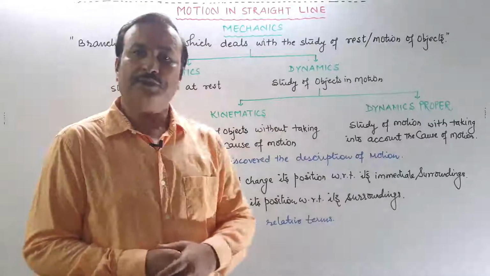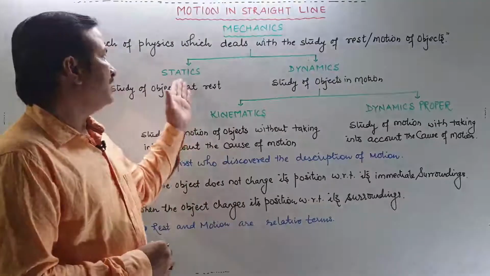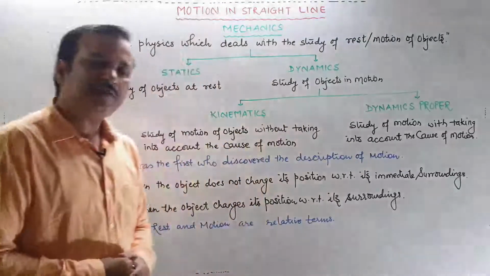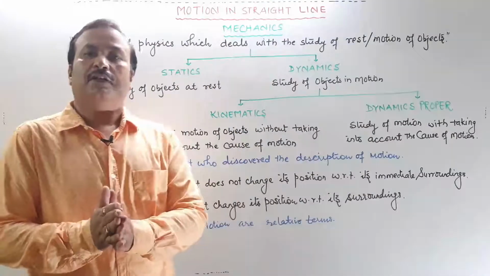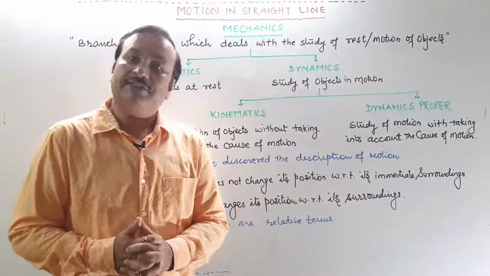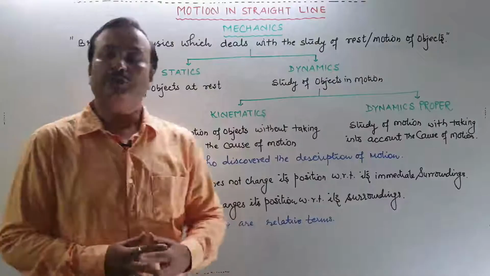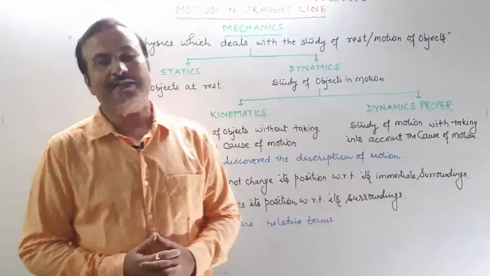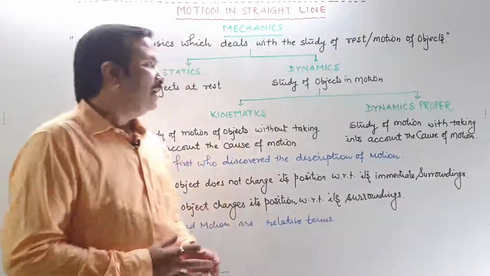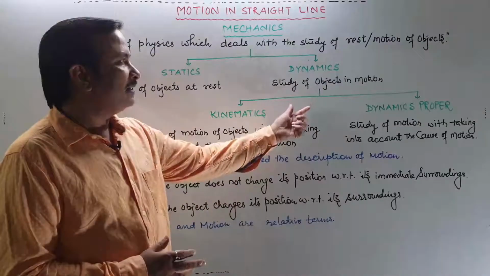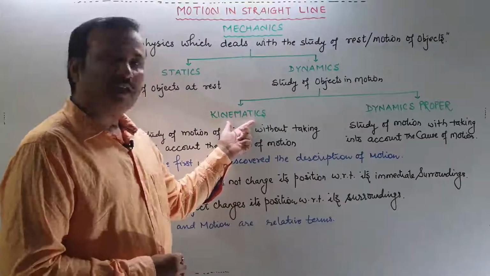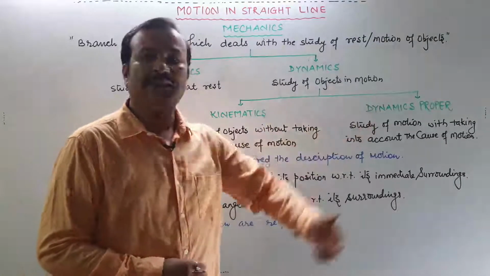There are two types of mechanics. One is statics and the other is dynamics. In statics we deal with the study of objects which are at rest, and in dynamics we deal with the study of objects which are in motion. Now you can see dynamics again can be divided into two. One is kinematics and another is dynamics proper.